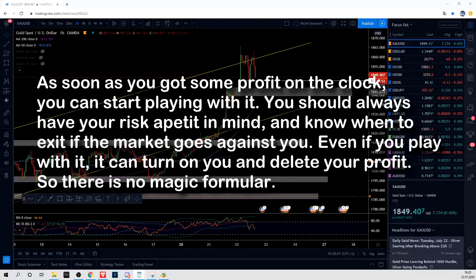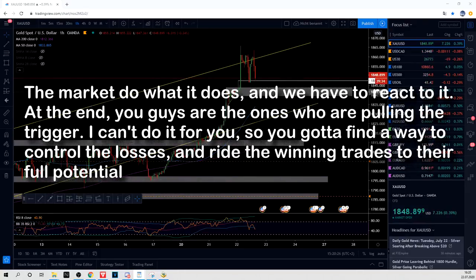And know when to exit if the market goes against you, like if the structure gets broken on the smaller time frames. Even if you play with it, of course, you need to understand it can turn on you and delete your profits. So there is no magic formula for how to do it, and when to get in and out. The market always does what it does, and we just have to react to it. At the end, you guys are the ones pulling the trigger. I can't do it for you. So you have to find a way to control the losses and ride the winning trades to their full potential.